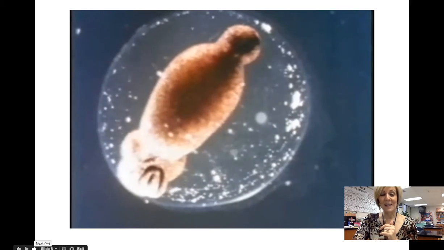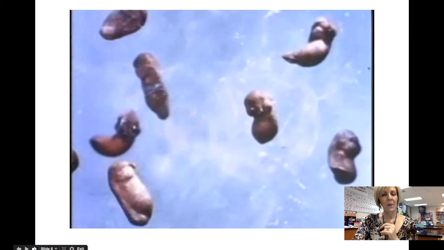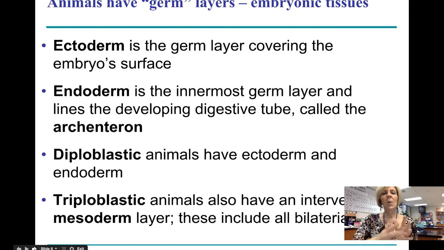Hopefully you can take a class in development because it is really fascinating to learn more about this. So here we have our little tadpoles on their way to being developed. Animals have 3 what we call germ layers. These are embryonic tissues, and this is after gastrulation. Ectoderm is the germ layer covering the outside of the embryo. Endoderm is the innermost germ layer, and that is going to line this digestive tube that we call the archenteron, which is the primitive gut.